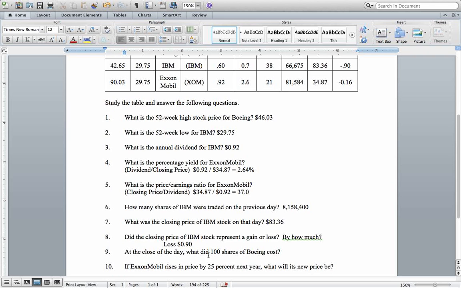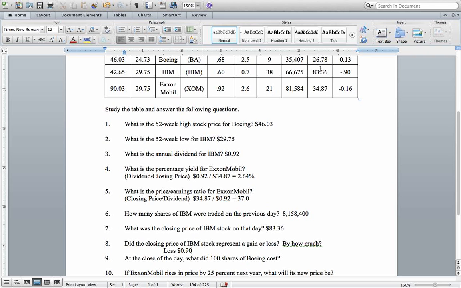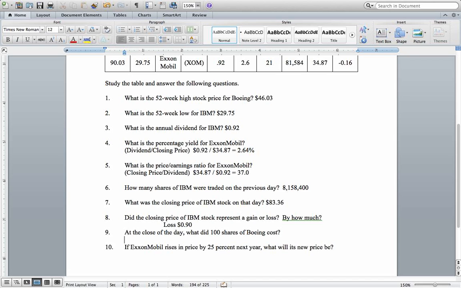At the close of the day, what did 100 shares of Boeing cost? So Boeing closed at $26.78. If you have 100 shares, then we're just going to add the two zeros. So it's 26.78 times 100, and so that gives you 2,678. We've got to have our decimal places there, so $2,678.